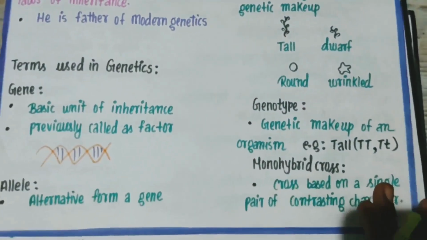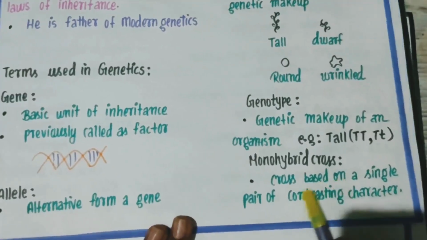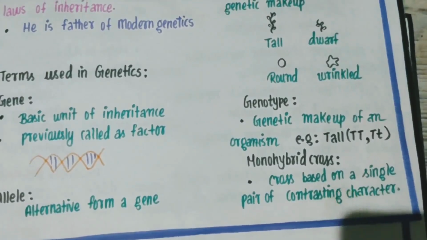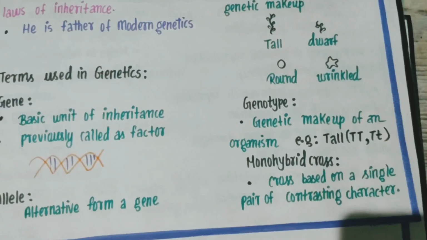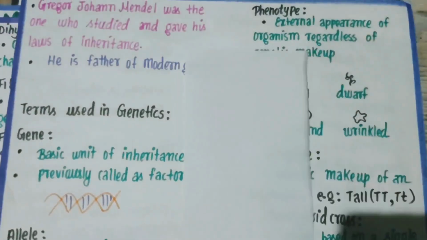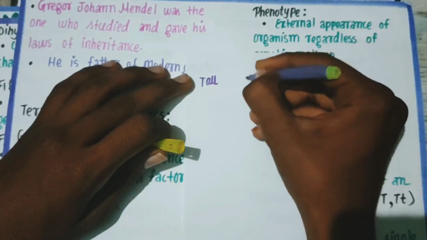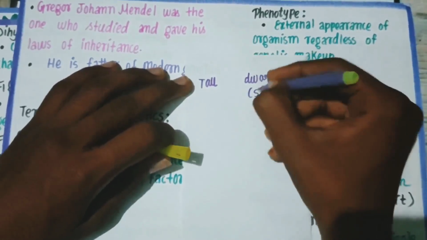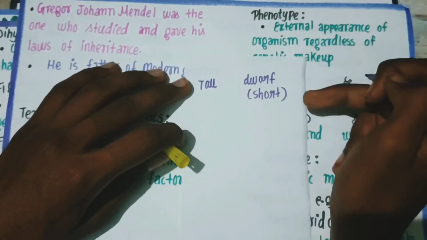Now we are going to understand the monohybrid cross. Monohybrid cross means a cross that is based on a single pair of contrasting characters. So here you consider only a single pair of contrasting characters. This is what you deal with in the first part of the chapter. It's very simple, kids. You take a tall plant and a dwarf plant. Dwarf means short. That is what this word indicates.